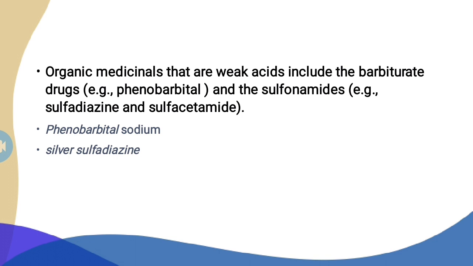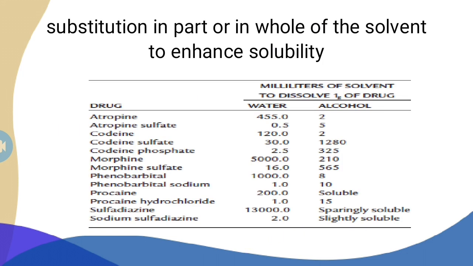And the organic medicinals that are weak acids include the barbiturate drugs, for example phenobarbital, and the sulfonamides, for example sulfadiazine and sulfacetamide. So these are examples of weak acid organic medicinals. Next is the substitution in part or in whole of the solvent to enhance solubility. So this figure shows the milliliters of solvent to dissolve 1 gram of drug, which is the water component and the alcohol component of each drug. So this is in relation with the solubility or solubilizing agents of each drug.